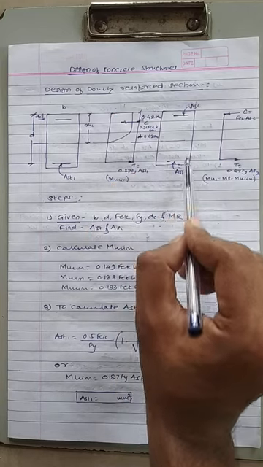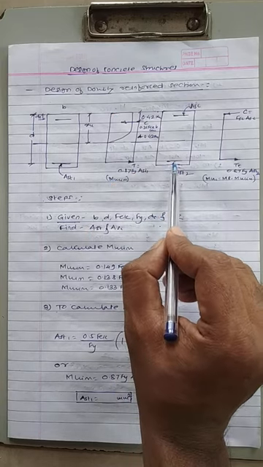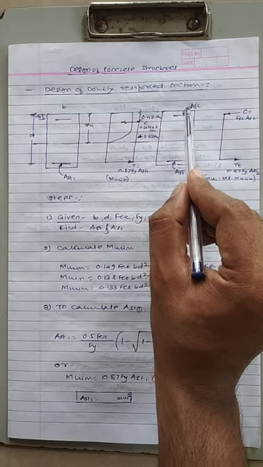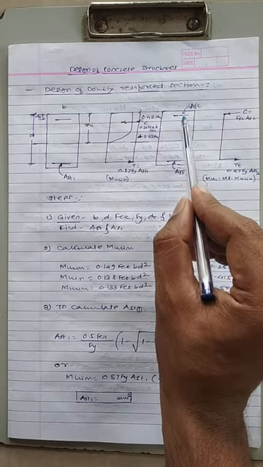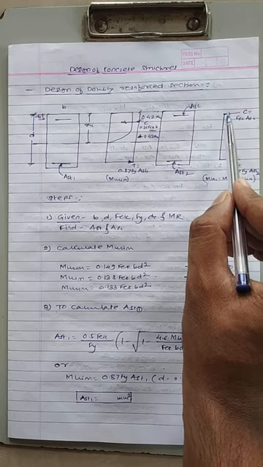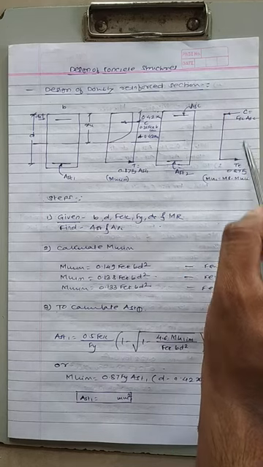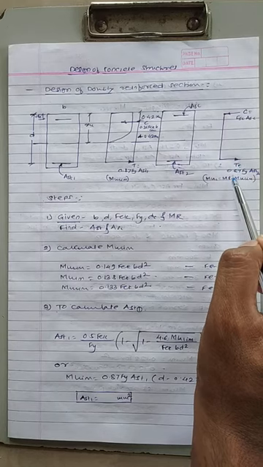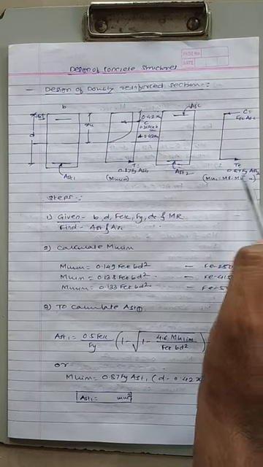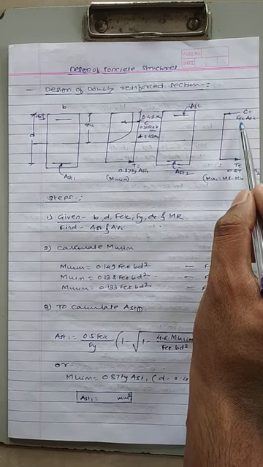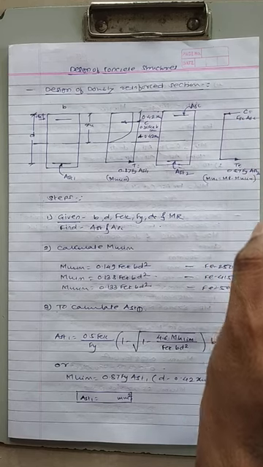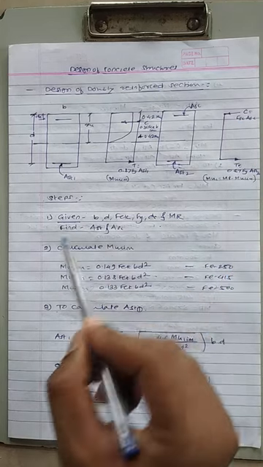Now this is the cross section of the beam containing AST2 and ASC, that is, the area of the steel in the compression side. And this is the stress distribution diagram for this particular sketch. So, the C force and T force. Now the T force is 0.87 Fy into AST2 and C is equal to FSC into ASC. So let us see the design steps.